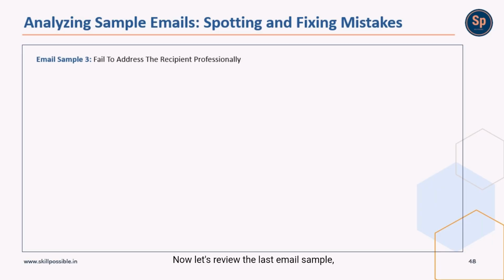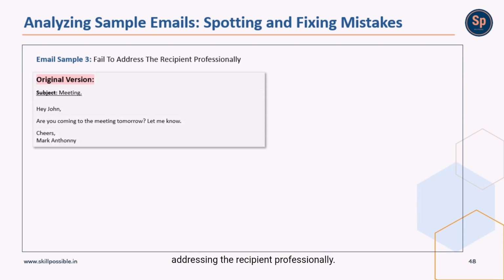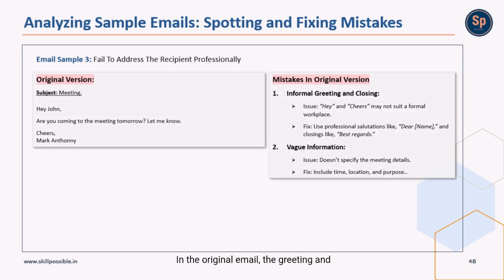Now let's review the last email sample, which focuses on the importance of addressing the recipient professionally. In the original email, the greeting and closing are very informal. While phrases like "hey" and "cheers" may be acceptable in casual conversations, they may not be appropriate in a formal or professional setting. Choosing the right salutation and closing helps set the tone of respect and professionalism.